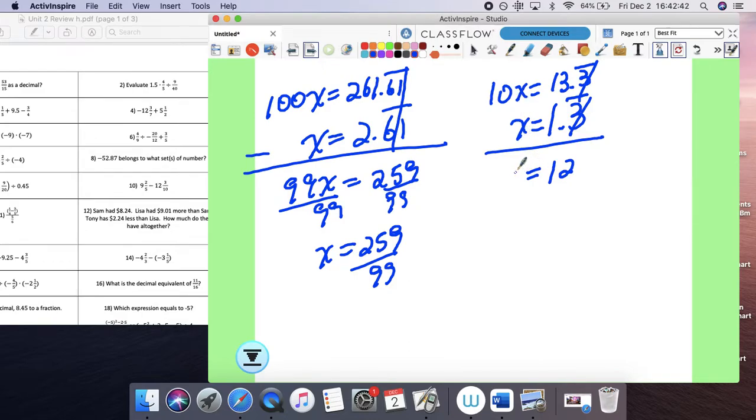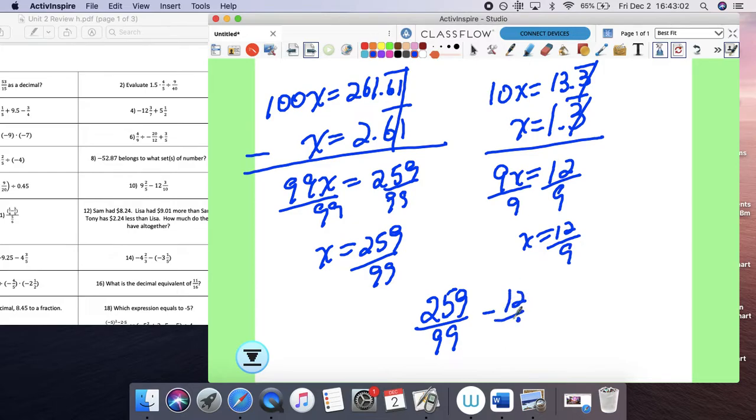And 10x minus x is 9x. Divide both sides by 9. X equals 12 over 9. Now, I'm not going to simplify because I have to find the difference. So the question says find the difference. Difference means subtraction. So you're actually subtracting these two fractions, 259 over 99 minus 12 over 9, right? Because in the original state, you couldn't actually subtract this. That's why we changed it to these two fractions.